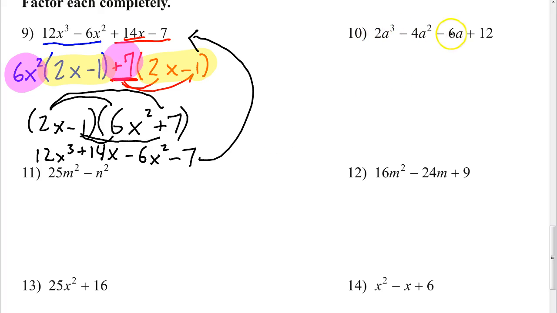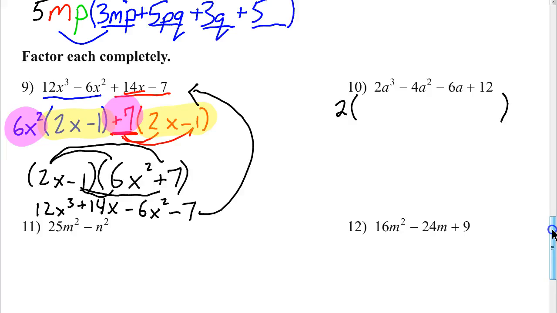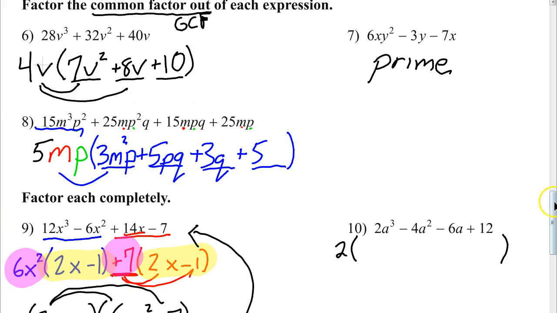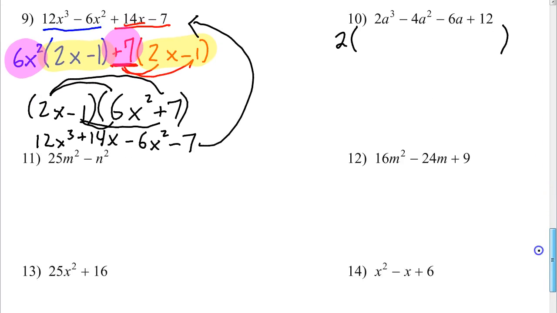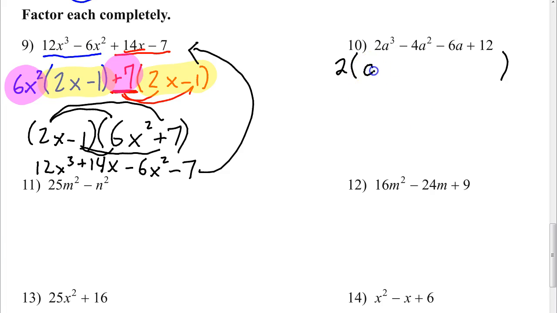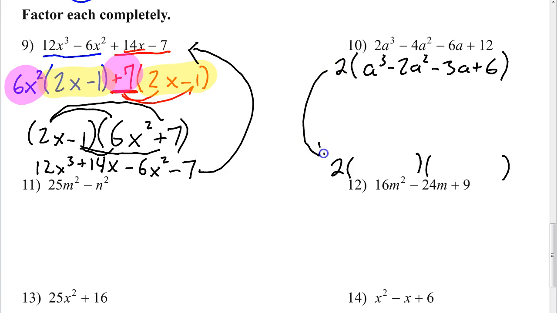Number 10, look for that GCF. 2, 4, 6, and 12 all have a GCF of 2. So that must be done first. This is like the first 3 we just did here, 6, 7, and 8. Always have to look for that GCF first. And then that'll make the rest of the problem a lot easier. Right? Now, reminder that your answer is going to look like this. You're going to have that 2 in the very front of your answer. It has to be carried down.